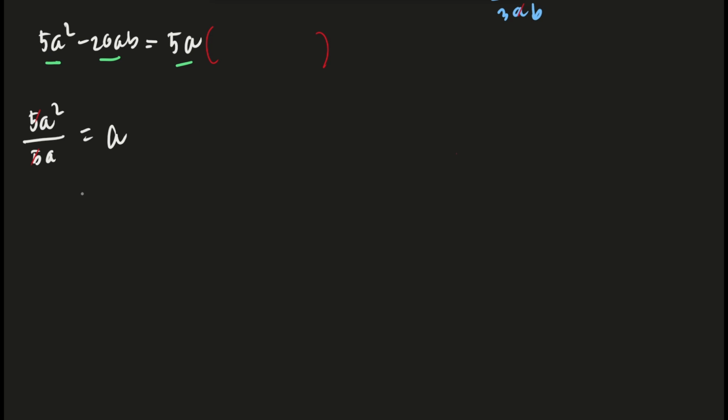And then our second term, we have negative 20ab divided by 5a. Okay, what is 20 divided by 5? That will give you 4. And then cancel out a. And then we're left with the literal coefficient b. Combining them together, we have a minus 4b. And then to completely factor out our polynomial, we have 5a times a minus 4b.